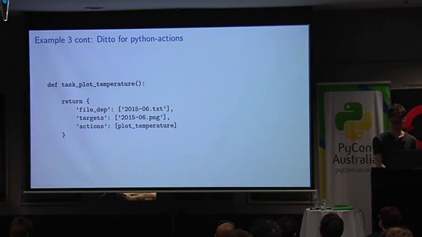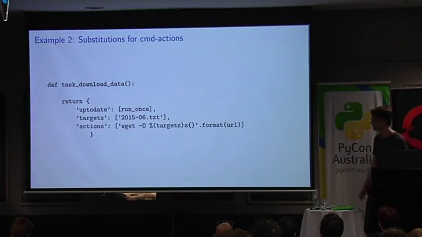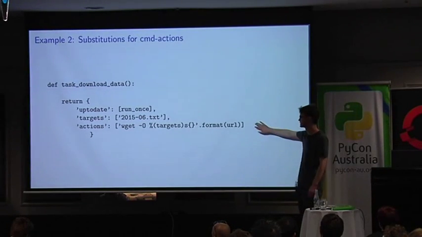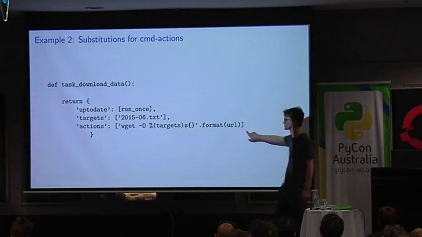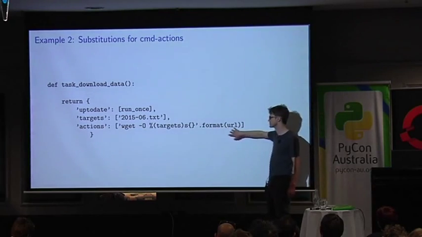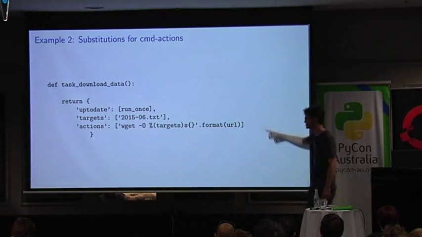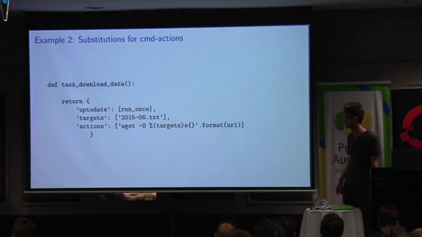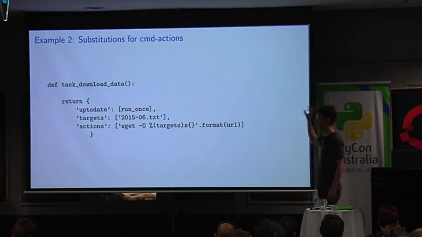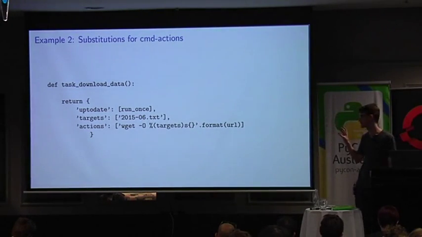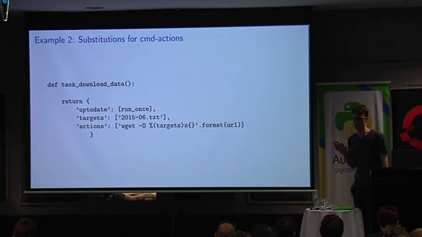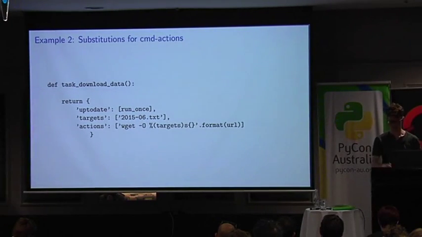And the other thing is, because these are just all Python objects, for example, I've used the string interpolate, the format operator, just to chuck the URL into that particular string. So you can generate your actions and your targets and all those other things in Python. There's much less overhead. You don't have to think too hard about it. You can just write the Python that matches your problem.